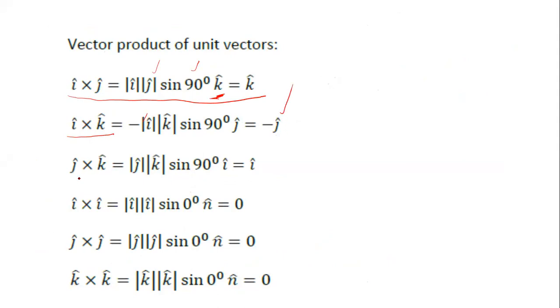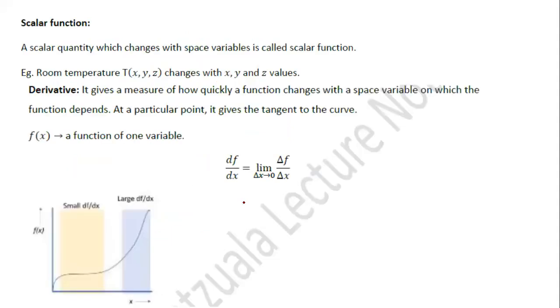And similarly, I think we all know that j cross k is i. And i cross i is 0, because the sine of the angle between them will be 0, so it is 0. I think everybody knows these are certain basic ideas of vectors.